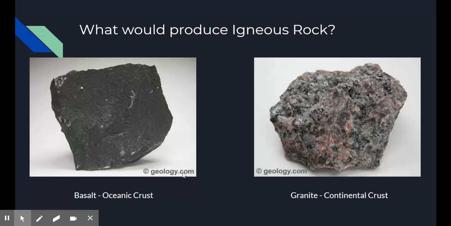Best examples are basalt and granite. Okay, granite is an intrusive rock. Okay, this is going to form inside the layers of the earth. Basalt is going to form on the surface of the ocean crust, right? And so those are probably the two best examples of igneous rock.